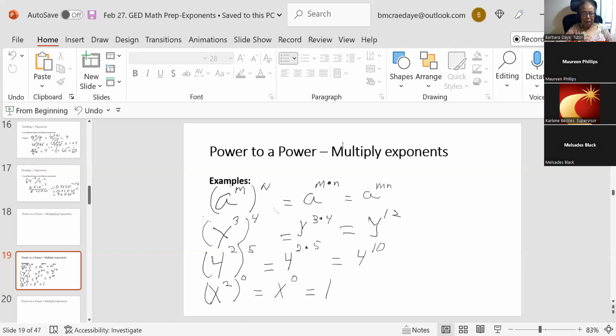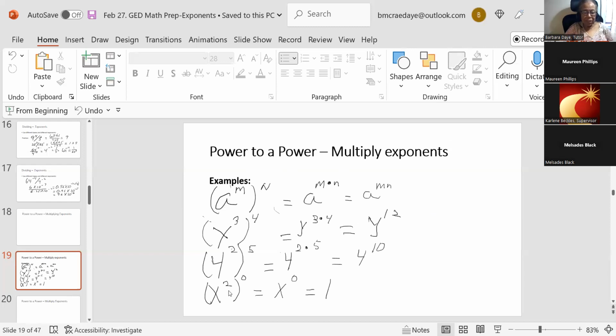Multiply the exponents. So you have a power inside, a power outside. Just multiply the power inside by the power outside. So a to the m raised to the n is a to the m times n. Put numbers on it. y to the third raised to the fourth power is y to the 3 times 4, or y to the 12. 4 to the second raised to the fifth power is 4 to the second times 5, or 5 times 2 is 10.